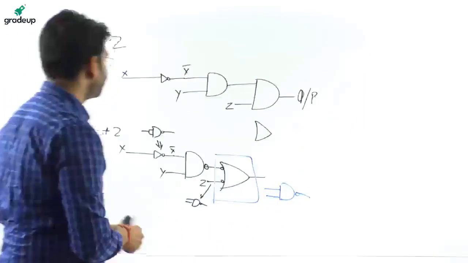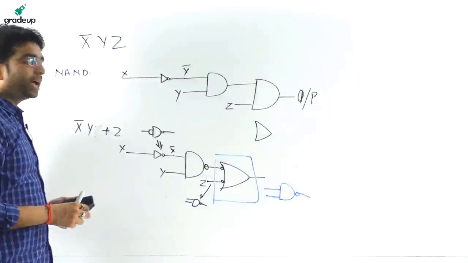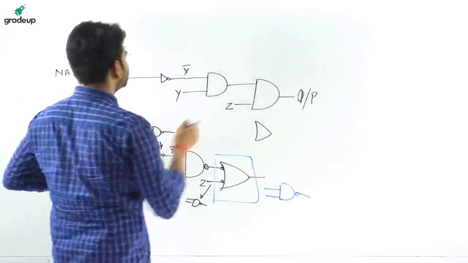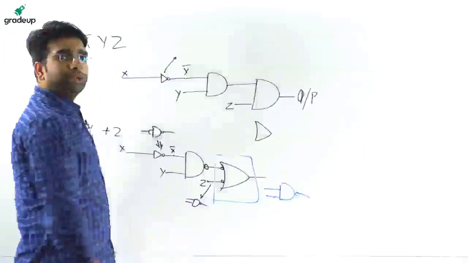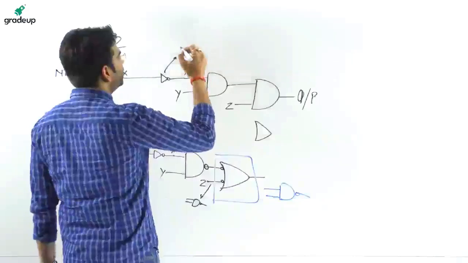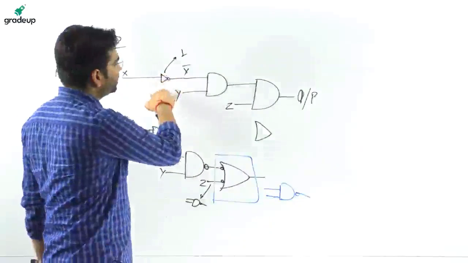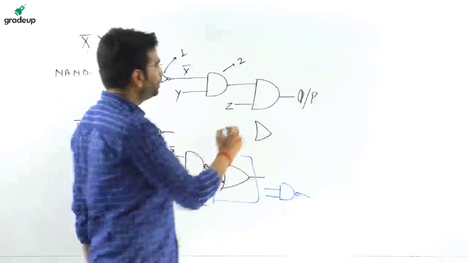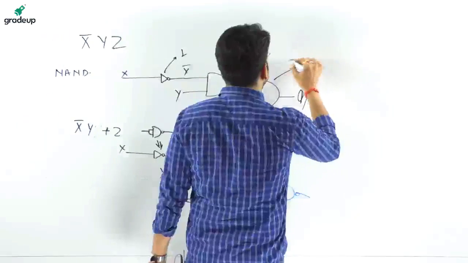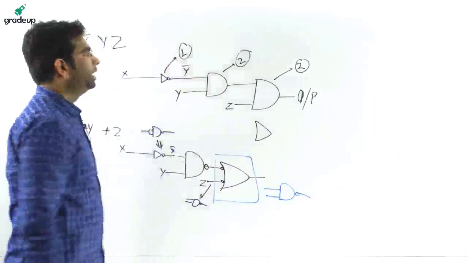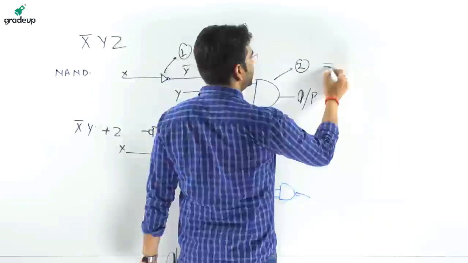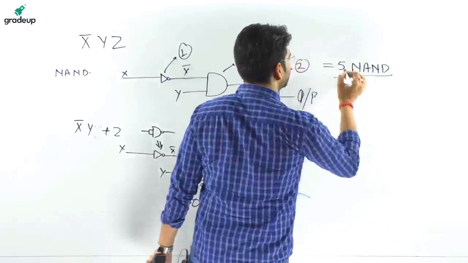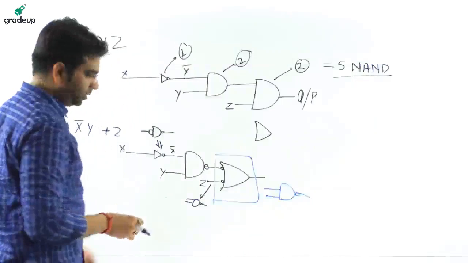My dear friends, you have to solve these questions as they are. In this one, it can't be reduced, so one NAND gate for making this NOT, two NAND gates for making this, and two NAND gates for making this AND. So in total how many NAND gates? There will be 5 NAND gates required.